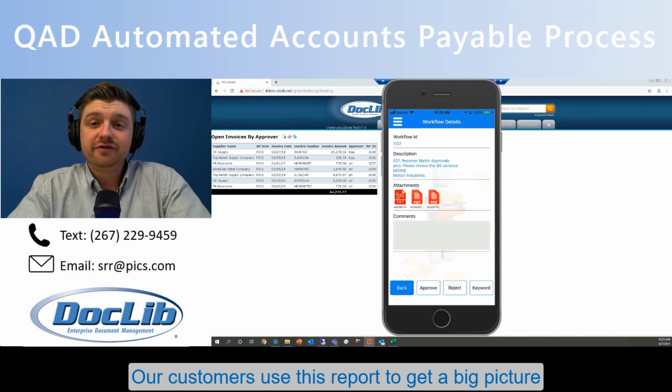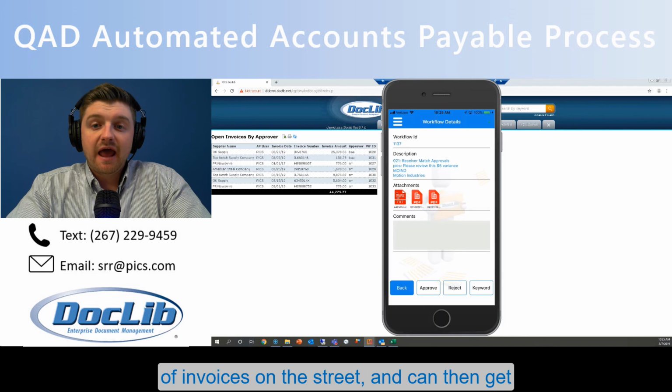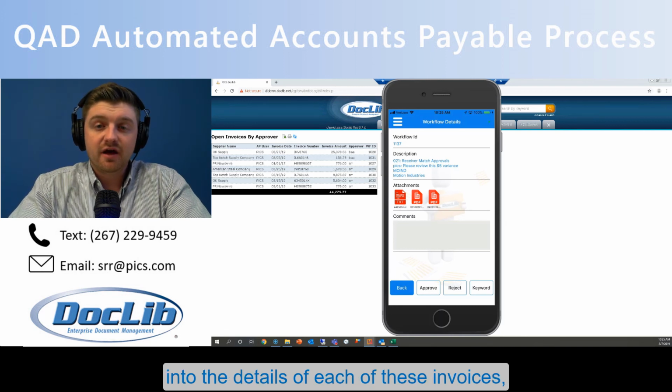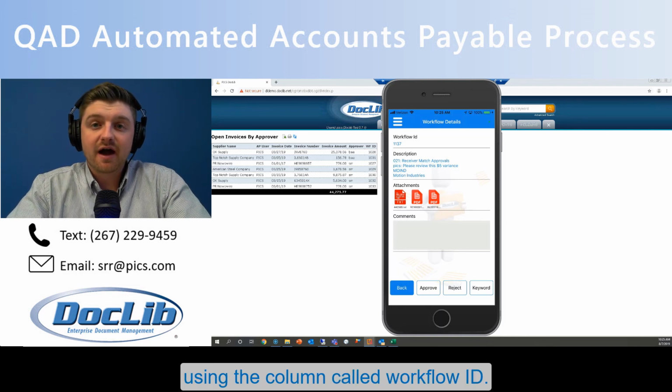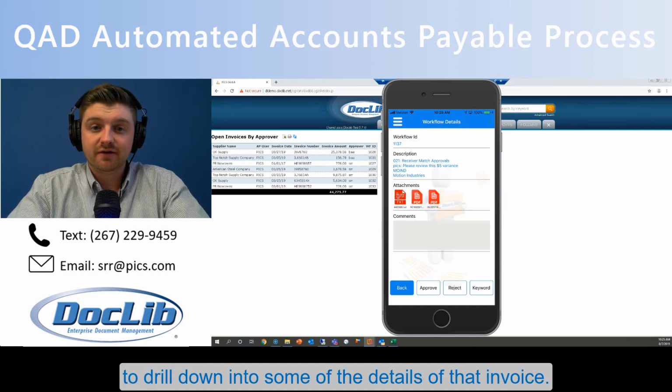Our customers use this report to get a big picture of invoices on the street and can then get into the details of each of these invoices using the column called Workflow ID. Each of these IDs are a hyperlink to drill down into some of the details of that invoice.